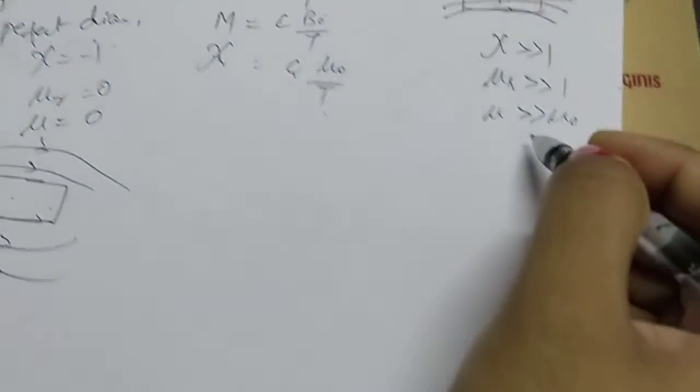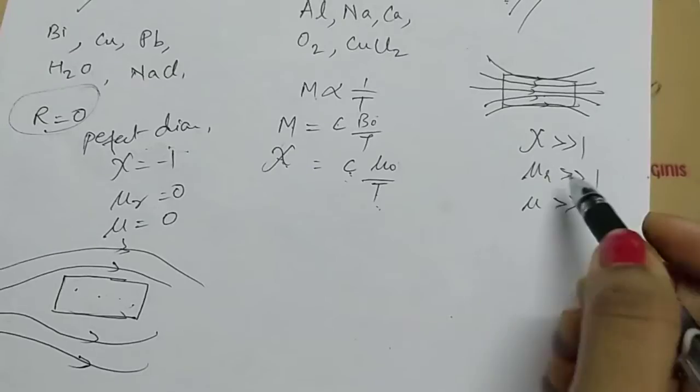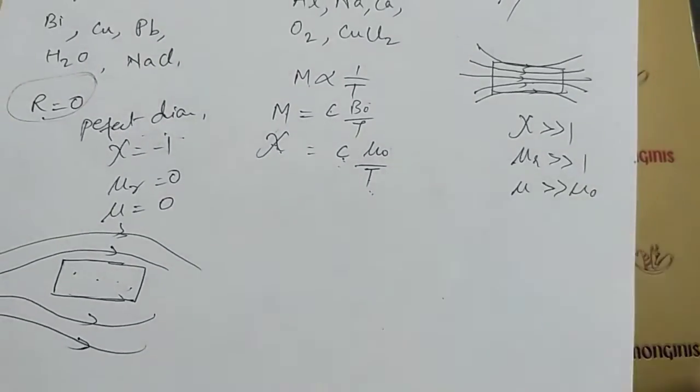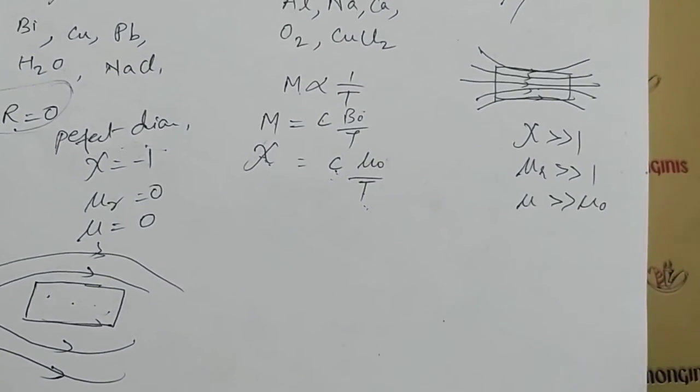So it will lose its paramagnetic property. And in ferromagnetic material, mu is very large, of the order of thousands. So it is much greater. Very strong magnetic field is shown here.